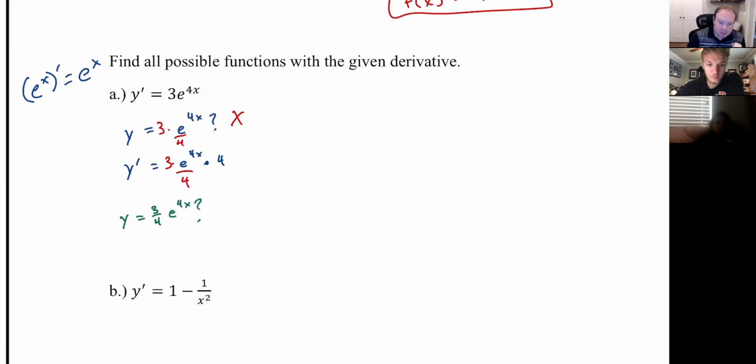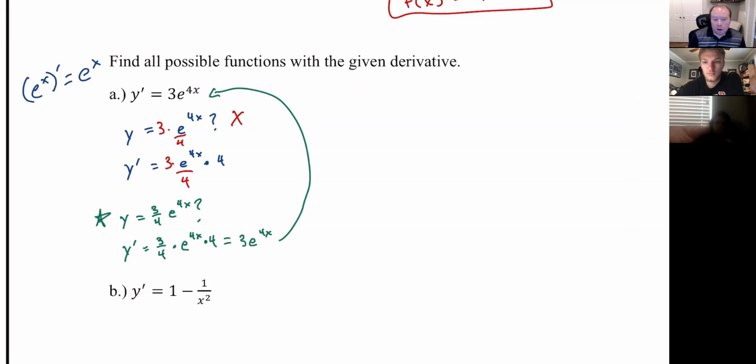This is my guess. Let's take the derivative. Y prime would be equal to 3/4 as a constant multiple, so I'm going to leave that out in front. The derivative of e to the 4x is e to the 4x times 4. And notice now that this is 3e to the 4x, which is my original derivative. So here we go. I have found an original function whose derivative is as given.